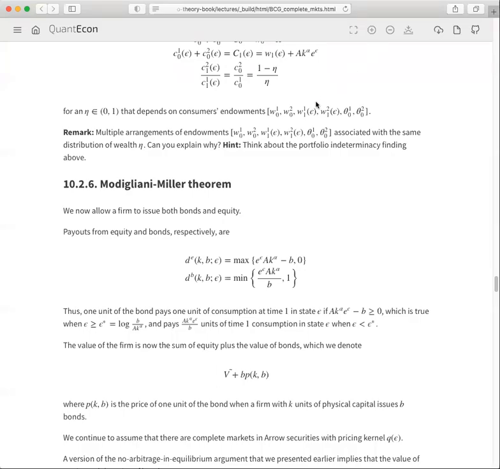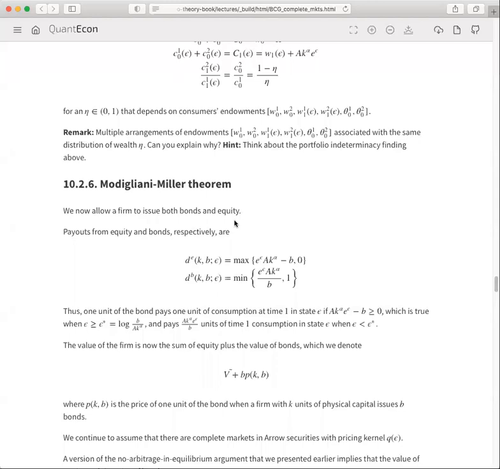This is Tom again. Now we're going to use the Bisin, Clementi, Gottardi, my version of their baby's version, a complete markets version of their model to discuss the Modigliani-Miller theorem. So here's the deal. We're going to allow a firm to issue both bonds and equity.